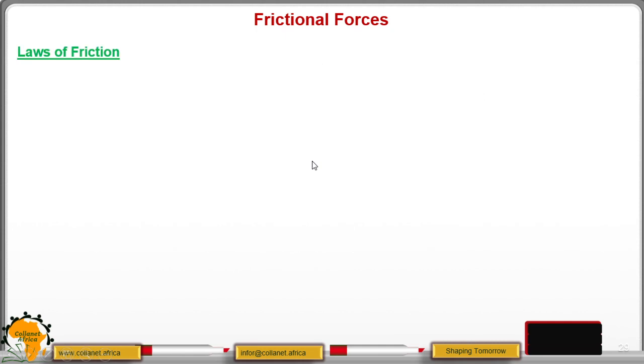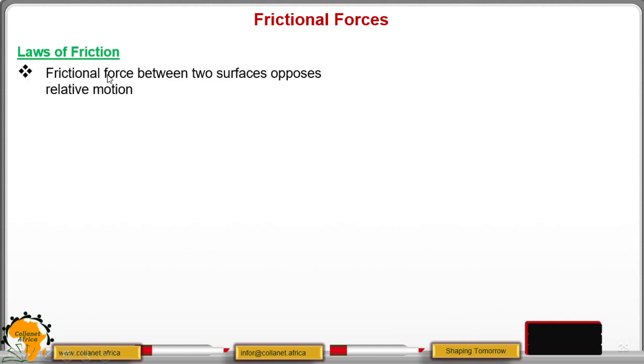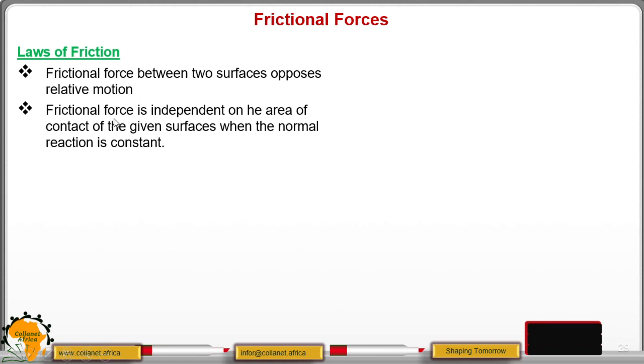Then from there we have the laws of frictional force. One, the frictional force between two surfaces opposes relative motion. We have seen that because the work of the friction force is to resist, to oppose the motion. Then number two, the friction force is independent of the area of contact, which implies that if you have a block with different faces of different surface area, the frictional force will be the same when you use different surfaces of different area. In other words, the friction force does not depend on the area of contact.